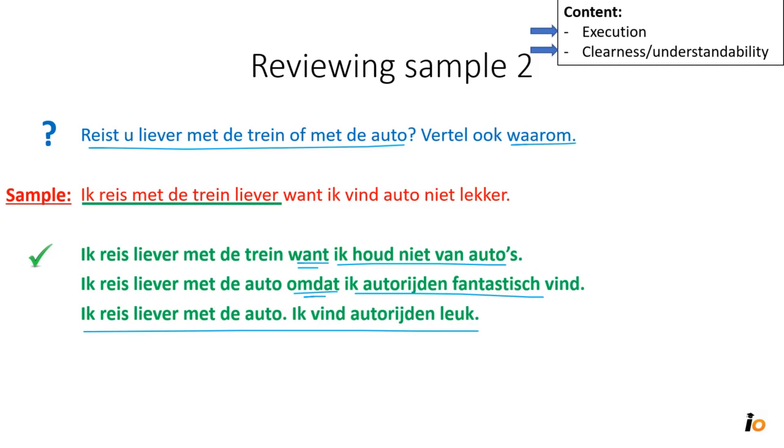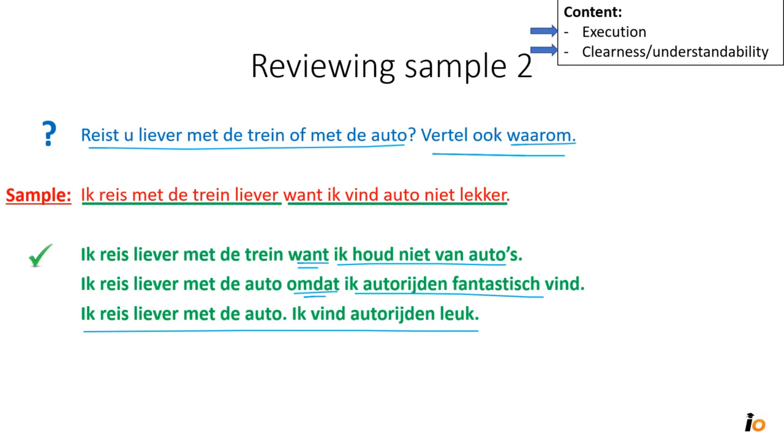It's not grammatically all perfect, but the content is fine, so that's good. For execution, the first part of the question is fine. And then the second part of the question is, "Vertel ook waarom." Also tell why. And the answer was, "Want ik vind auto niet lekker." It's not all correct and the choice of words is not so good, but still I can understand that this person wants to say that she doesn't like cars, that she's not so fond of cars.